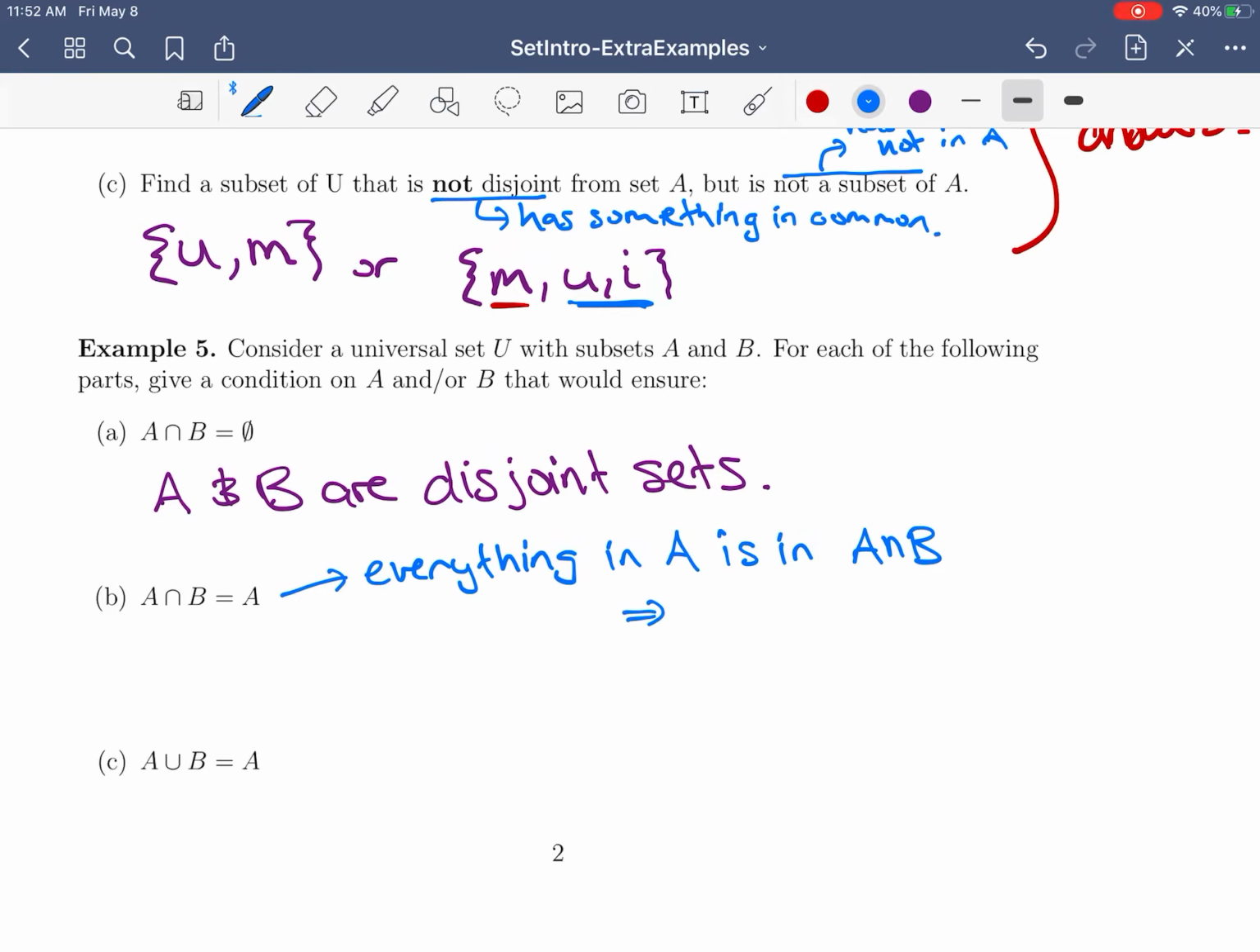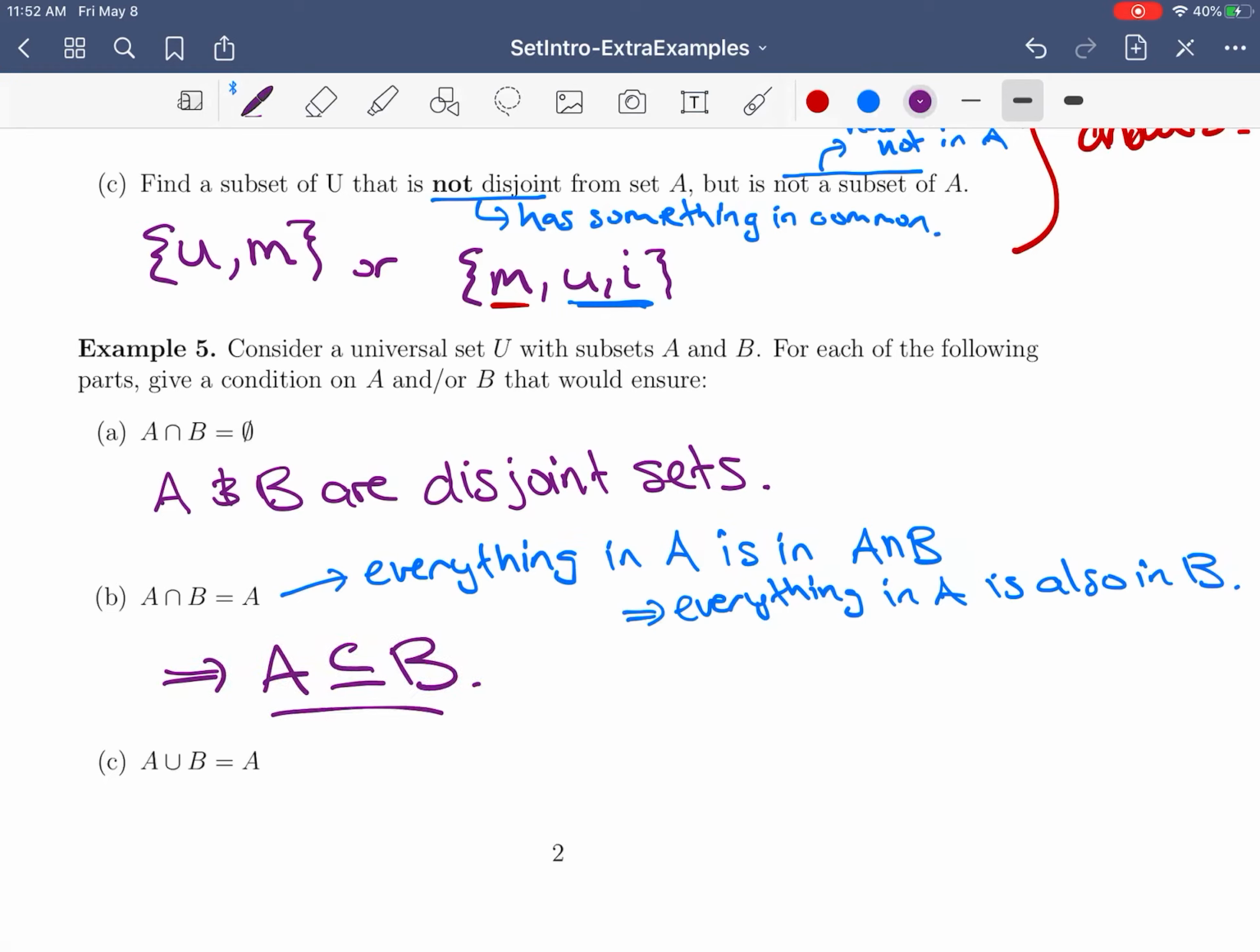So that means everything in A is also in B. And that's the definition for A being a subset of B. So that's the condition we need here. If A is a subset of B, then A intersect B is actually equal to A. Okay, we can use similar reasoning in part C. So here the union is equal to A.